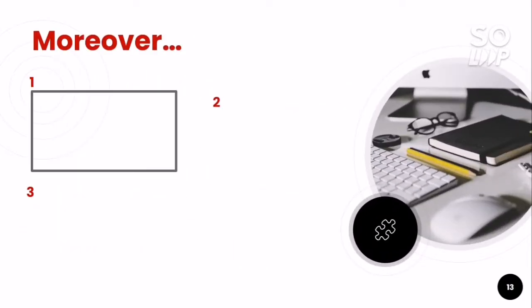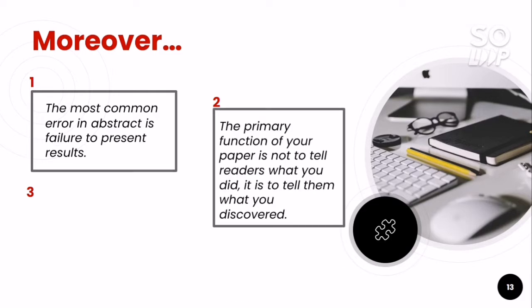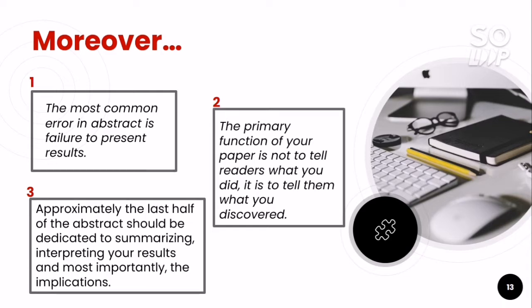Moreover, the most common error in abstracts is failure to present results. Second, the primary function of your paper is not to tell readers what you did, it is to tell them what you discovered. And next, approximately the last half of the abstract should be dedicated to summarizing and interpreting your results, and most importantly, the implications.